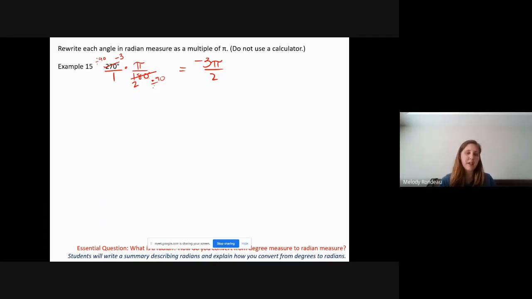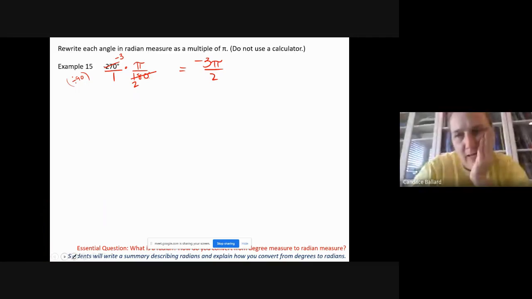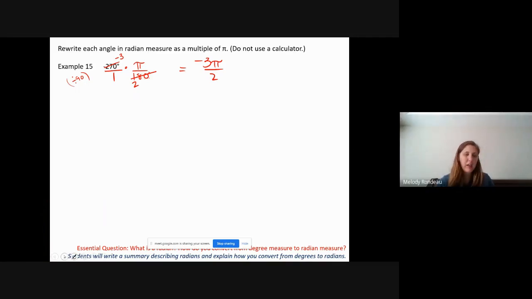So you can do it with cross canceling. If you were doing that, I probably normally would not write the divide by 90. I would just say, hey, they're both divisible by 90. But for your reference, I'll just make a note over here that that's what I did. I divided by 90. Any questions, concerns? I think we're good.